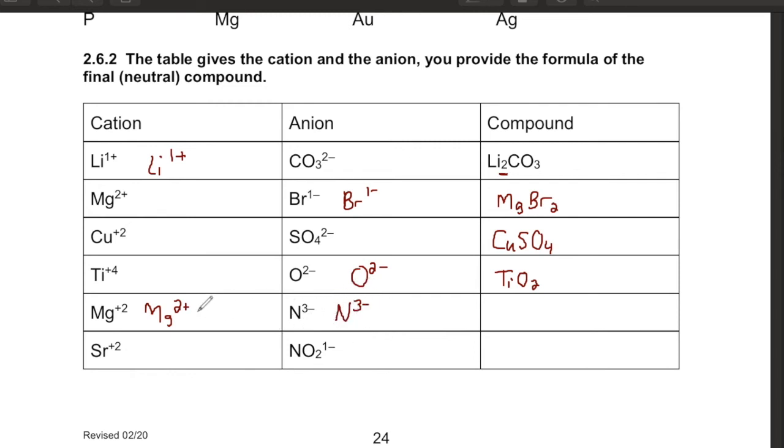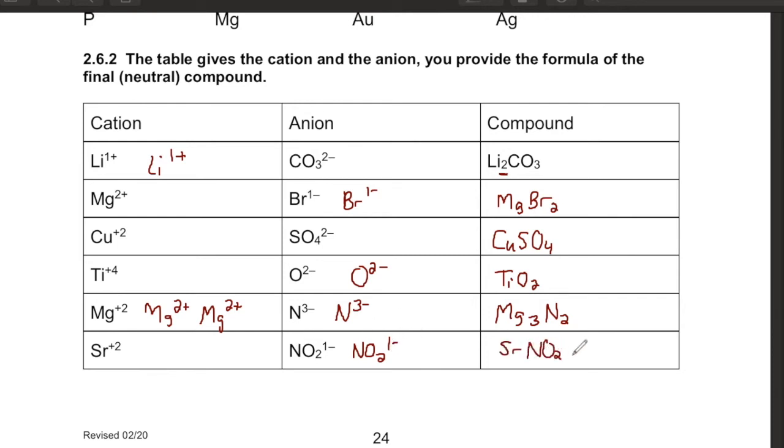Now we have too much negative. So now we need another magnesium, and we have a match. We have +6 altogether, -6 altogether. So we can write a formula with no overall charge, and that formula has 3 magnesium and 2 nitrogen in it. So here the strontium is +2, so we need an additional nitrite ion.